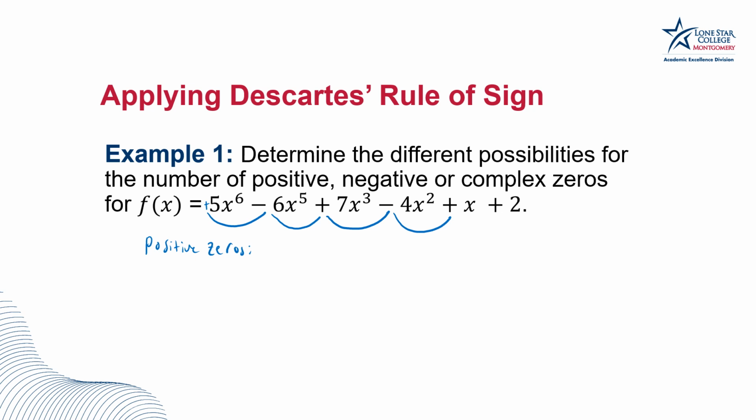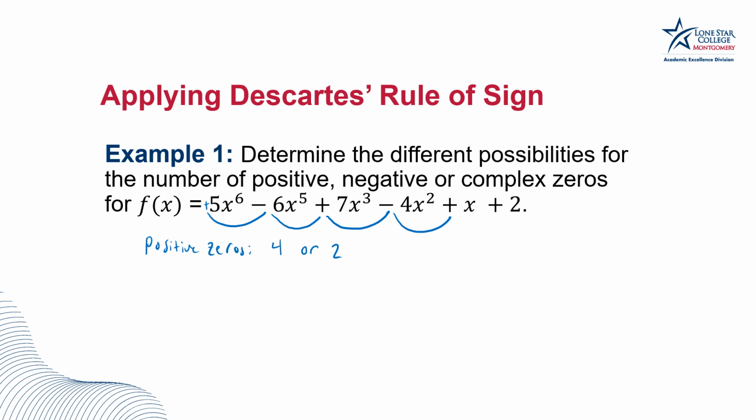So the number of positive zeros would be 4, because that's the number of sign changes that we saw, or the number of sign changes subtracted by the smallest even number. If we have 4 already, the one smaller than that would have to be 2. So 4 minus 2 gives us 2. So that is the number of possibilities for positive zeros.